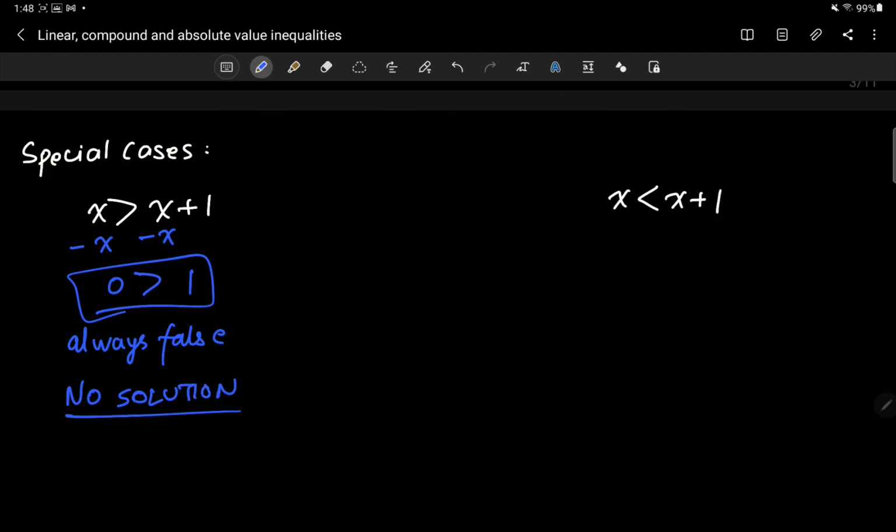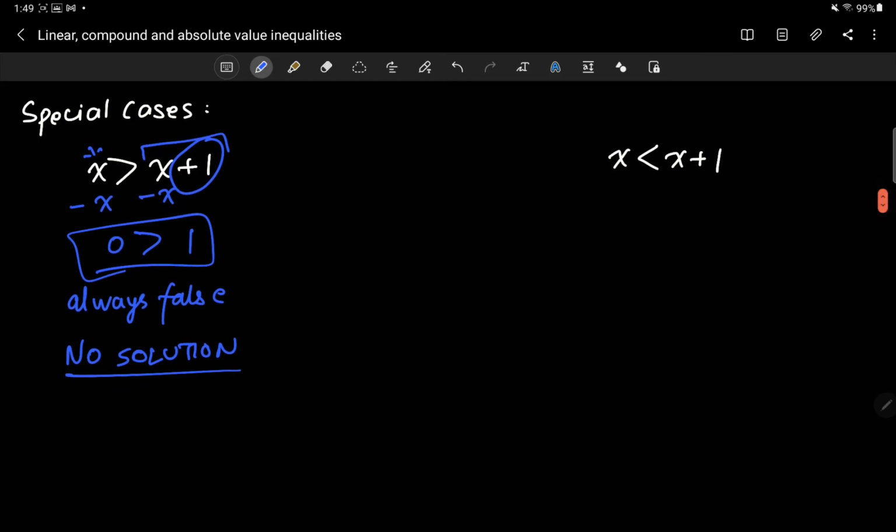And this makes sense because if you look at it, what is this saying? It's saying find a number which is greater than a number which is 1 more than itself. Right? So that doesn't make sense, because if you add 1, this number is always greater than x, so it can never be less than.